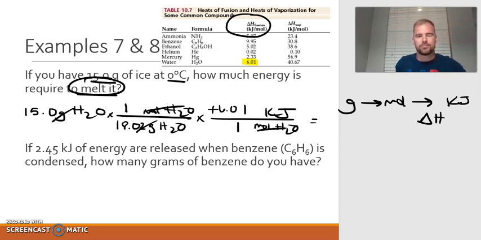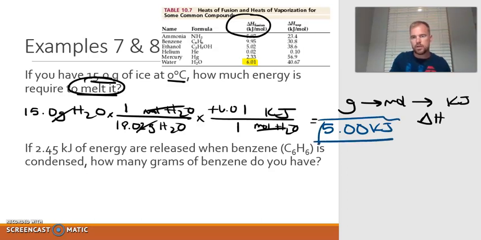So let's calculate that out. If I do 15.0 times 6.01 and then divide it by 18.02, with 3 sig figs I end up getting 5.00 kilojoules of energy. That is the amount of energy I would need.